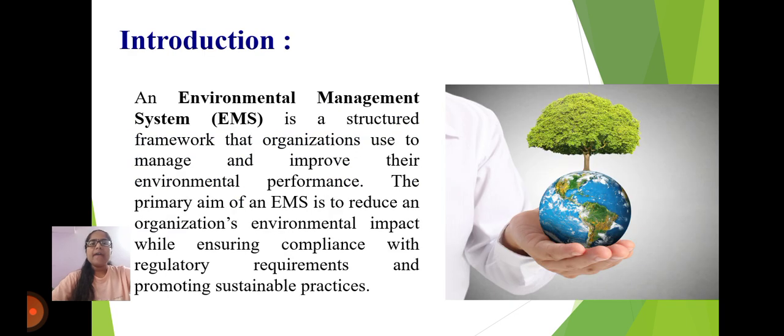Introduction. An Environmental Management System (EMS) is a structured framework that organizations use to manage and improve their environmental performance. The primary aim of the EMS is to reduce an organization's environmental impact while ensuring compliance with regulatory requirements and promoting sustainable practices. So, this is an introduction to the environmental management system.